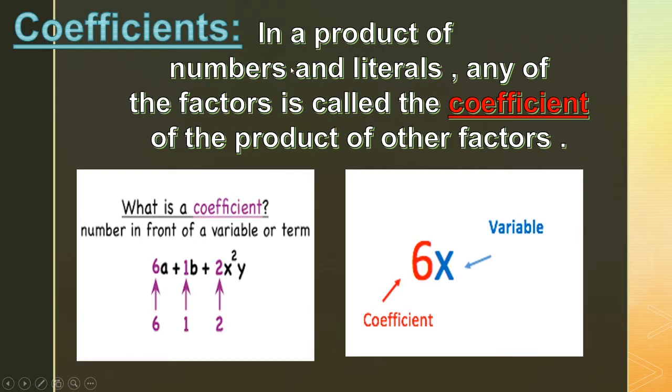Coefficients. In a product of numbers and literals, any of the factors is called the coefficient of the product of the other factors. What is a coefficient? Number in front of a variable or term. Here, 6 is the coefficient of A and B, and for B, 1 is the coefficient and 2 is the coefficient of x squared. Similarly, in this example, 6 is the coefficient of the variable x.